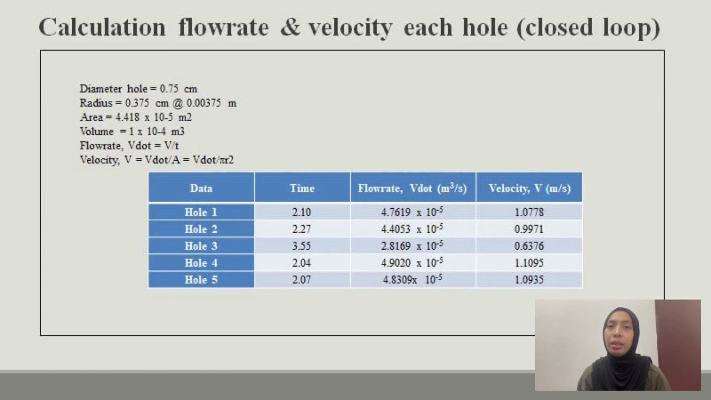The flow rate is 4.8309 times 10 to the power of negative 5 meter cube per second, and the velocity is 1.0935 meter per second. That's all from me.